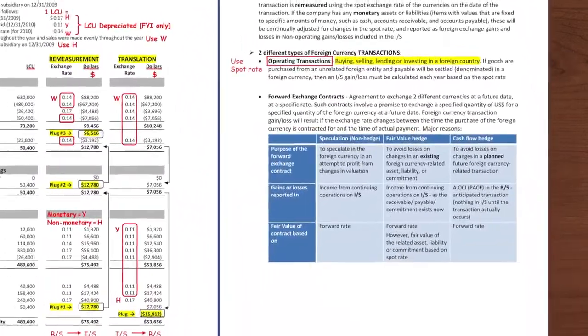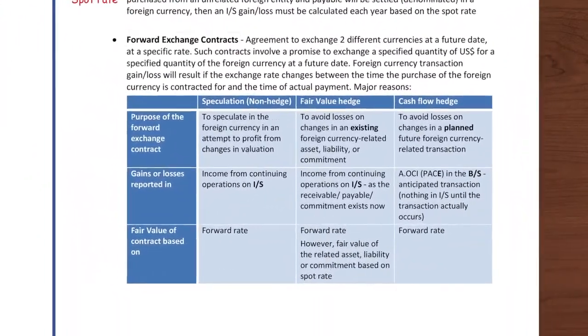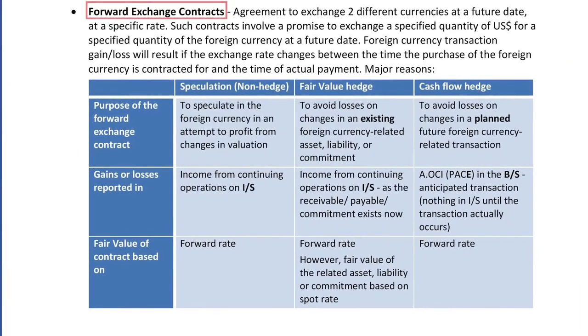Back on page 33, we're looking at, put a box around forward exchange contracts. Highlight agreement to exchange two different currencies at a future date at a specific rate. On the left, right, use forward rate.